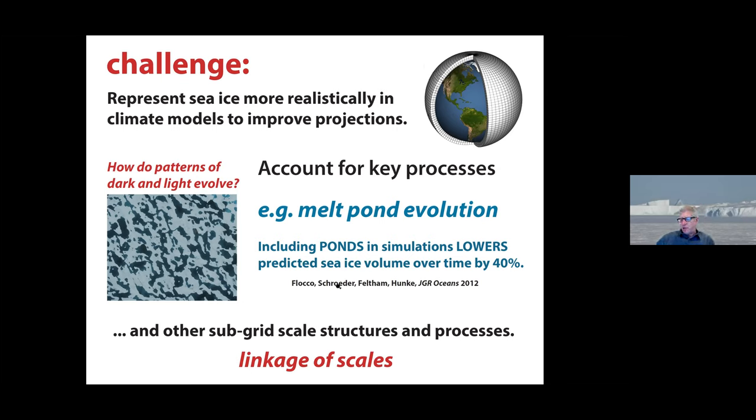And there was an early paper by some of my friends and colleagues showing that, in mathematical language, including ponds in simulations is not an order epsilon effect. It's like 40%. It's a dominant, important thing that needs to be included. And in a second, I'll be talking about sub-millimeter scale brine inclusions. They turn out to be really important in influencing what's happening in the climate system on much larger scales. So there's a whole host of sub-grid scale structures and processes that are critical for understanding the role of sea ice in climate and that we need to incorporate and get a better handle on.